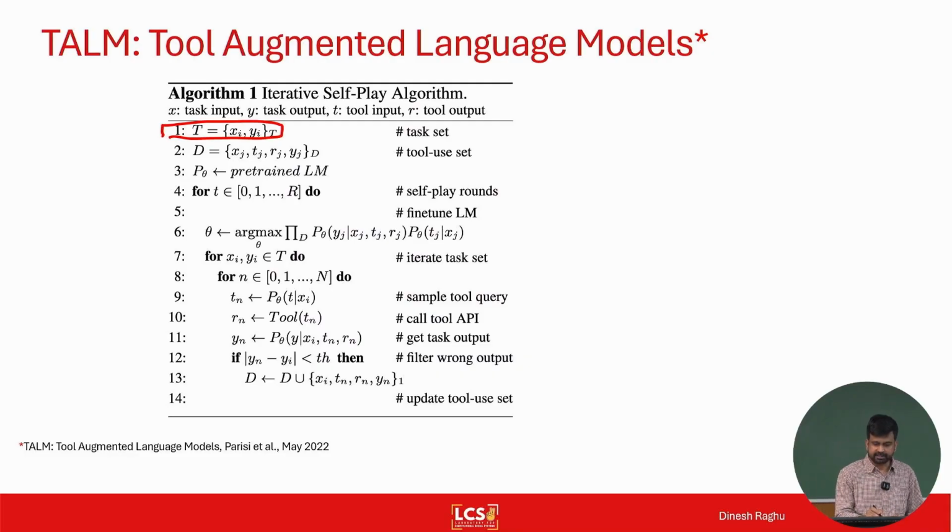And what they say is that for a small subset D for each tool, right? You create the tool annotations and the results, right? Not for everything, just for a very small subset, right? And what they say is that let's do R rounds of training, or R rounds of fine tuning. And in each round, what do we do?